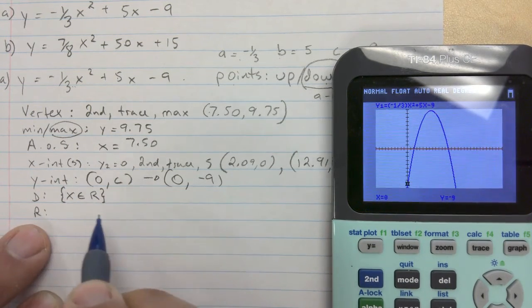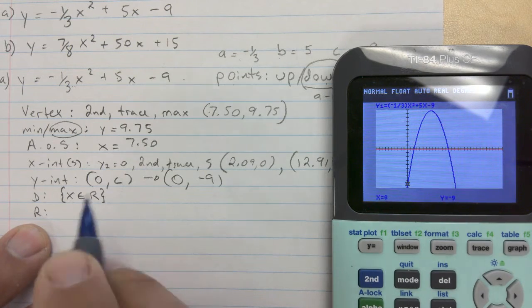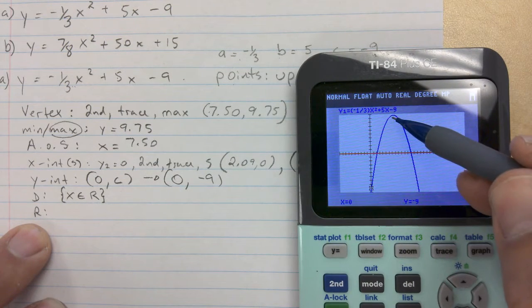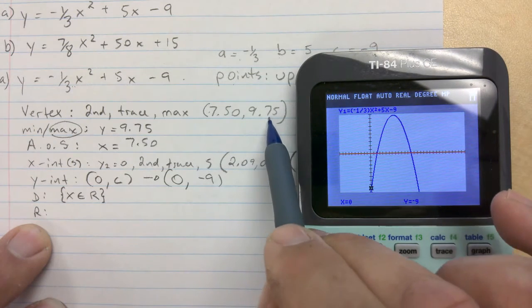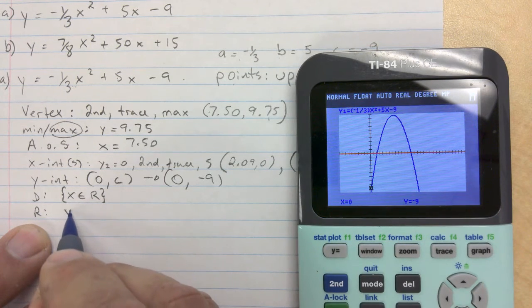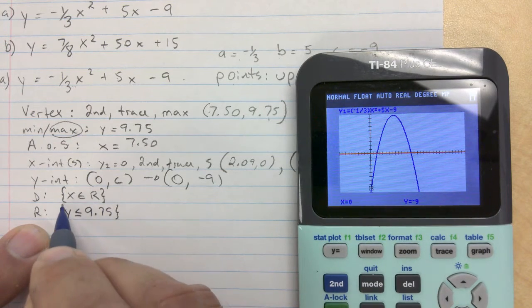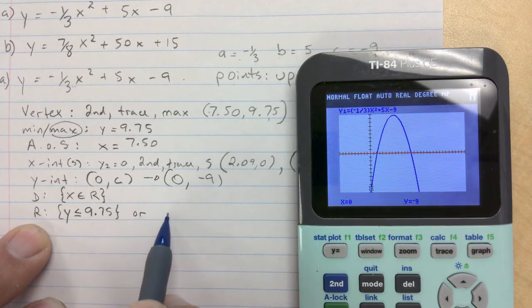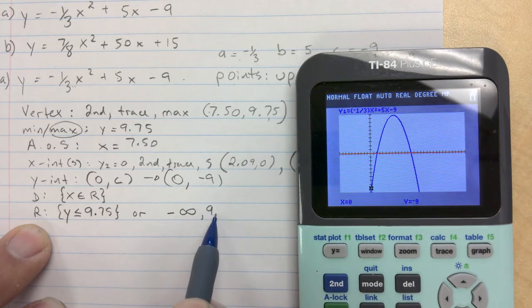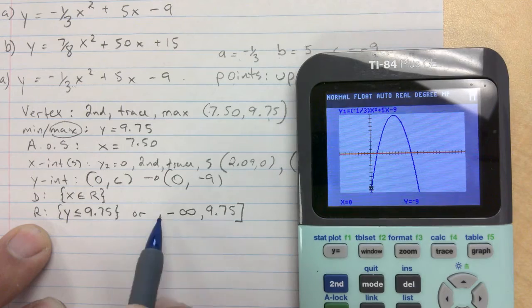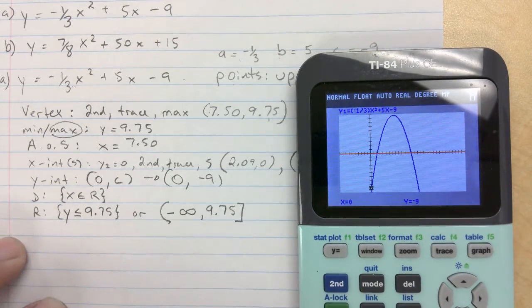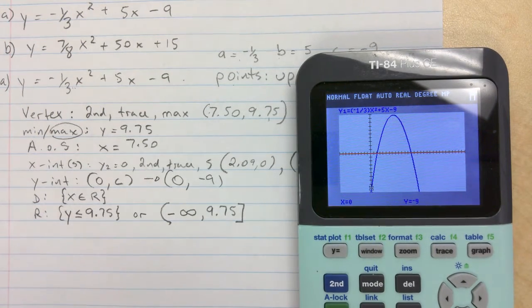My range in both notations, right? Look at this, y is never going to be bigger than the top here, which for us is 9.75. So my range will always be less than or equal to 9.75, or your (-infinity, 9.75] with a round bracket and a square bracket. That's how you would do that. And now we're going to graph it. The funnest part of all.